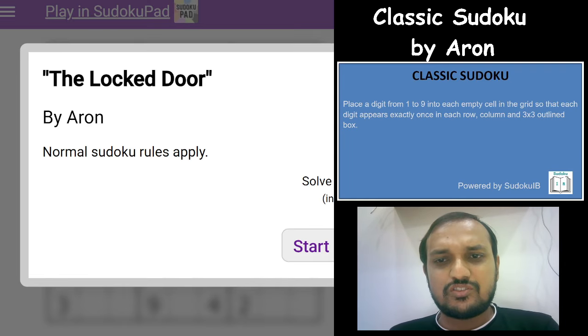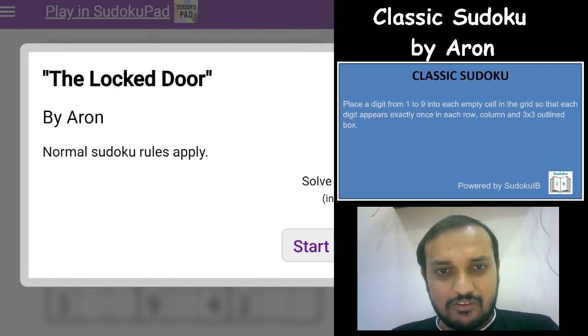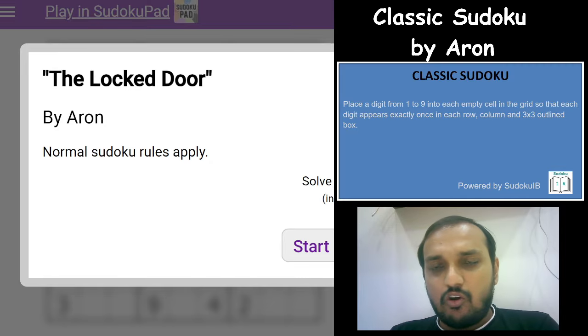So this Sudoku is constructed by Aron, and we have covered recently many classic Sudokus from this author, and all of them were really great. So this is one of the classic Sudokus that I really loved, and the logic was really different in this Sudoku.